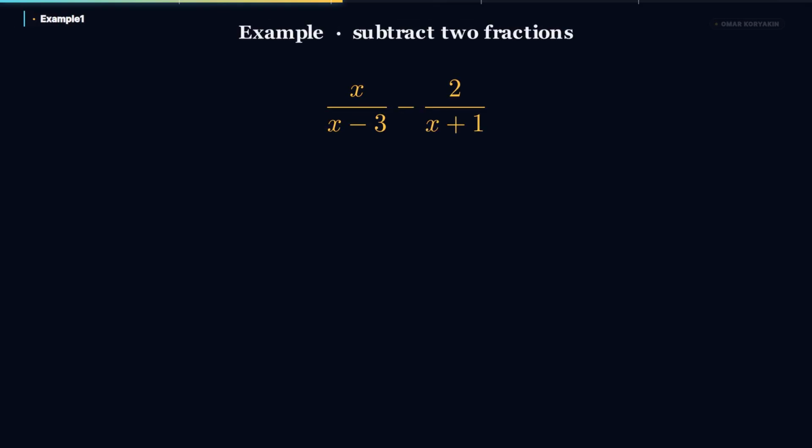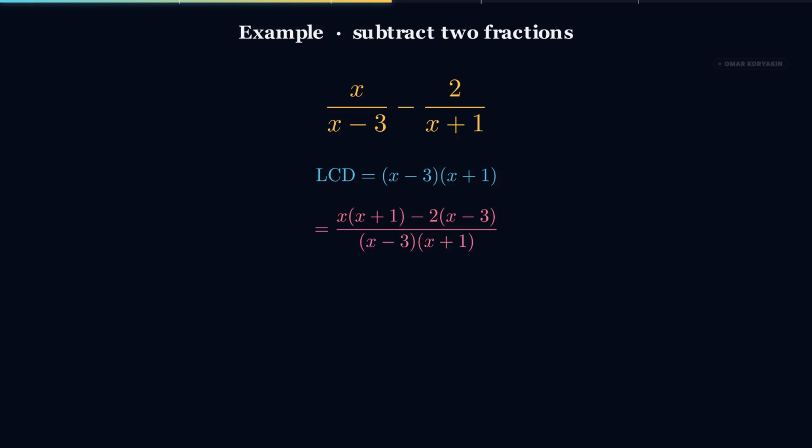Example 1. Subtract x over x minus 3 minus 2 over x plus 1. The minus sign between the fractions is the part that needs care. Find the LCD. The denominators are x minus 3 and x plus 1. No shared factors. The LCD is their product, x minus 3 times x plus 1. Rewrite each fraction with this LCD. Multiply each numerator by the missing factor.